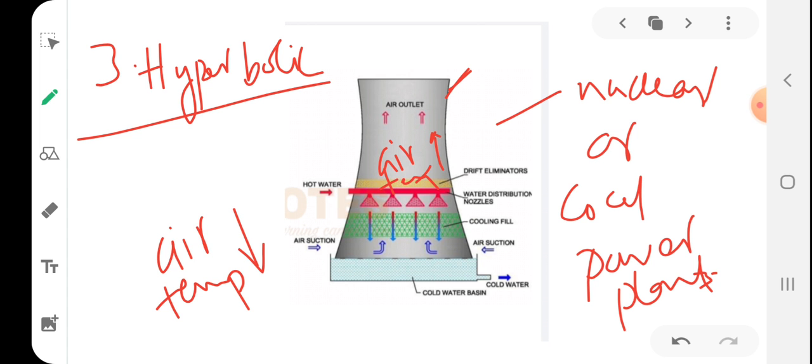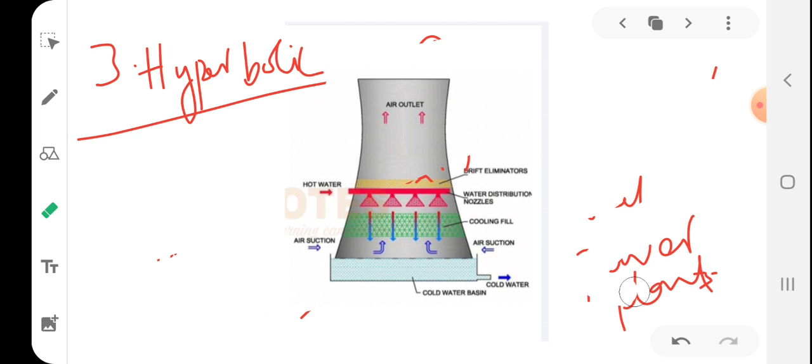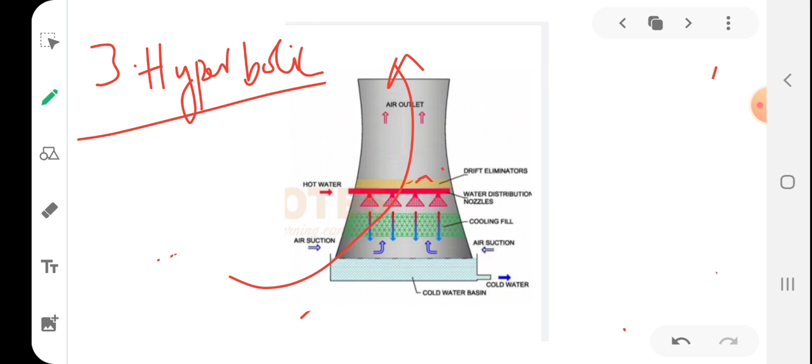So what happens? The air outside forces the humid inside air to travel upwards. This air will push the inside humid warm air to travel upwards. That is what the chimney effect means. So there will be a continuous motion of air through this hyperbolic cooling tower.